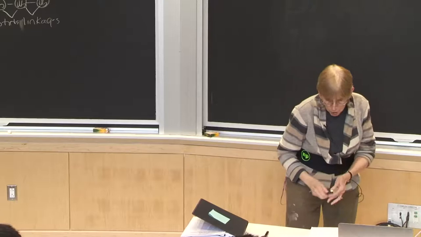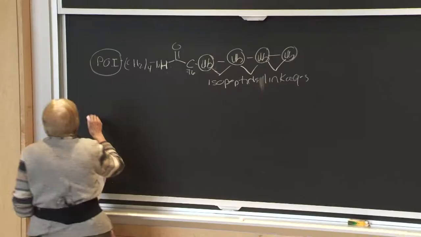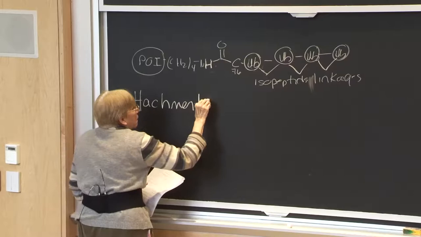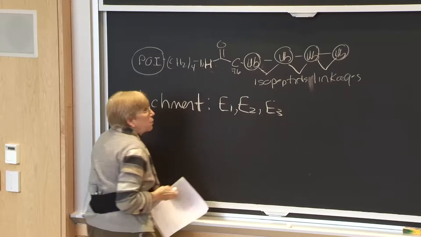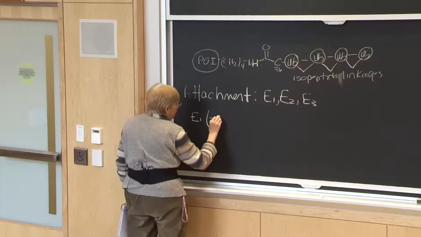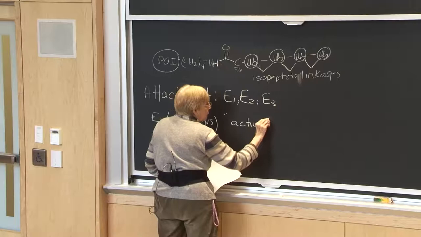Okay, so what I want to do now is talk about the equipment that's required to attach this ubiquitin molecule through the glycine to the protein of interest. And what we're focused on is the three enzymes, E1, E2, E3. So we want to look at the attachment, and we're going to look at E1, E2, E3 and what their function is in general. And so E1, and it turns out in human systems there are only two of these proteins by homology, is going to be what they call the activating enzyme.